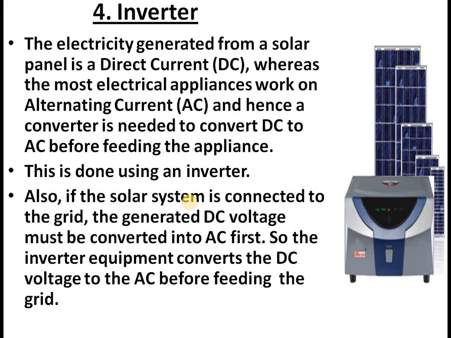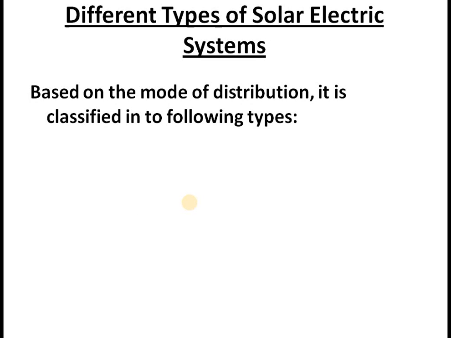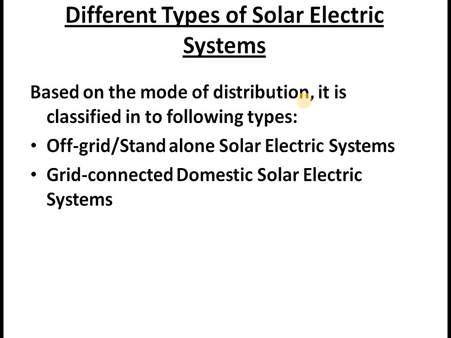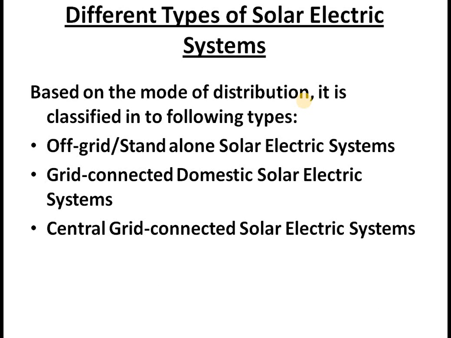solar electricity generating system. Okay, and there are three other systems based on the mode of distribution. There are basically three types of distribution system all over the world. Okay, all over the world. So it is very interesting. The first one is off-grid or standalone solar electric system. First one, we will explain in detail what is this. Second one is grid-connected domestic solar electric system. And third one is called central grid-connected solar electric system. So let us see these all the three systems one by one in detail.